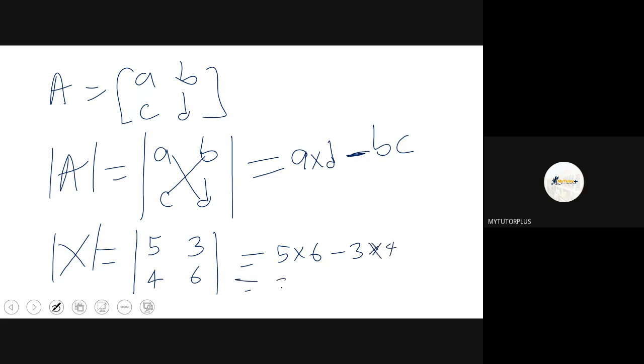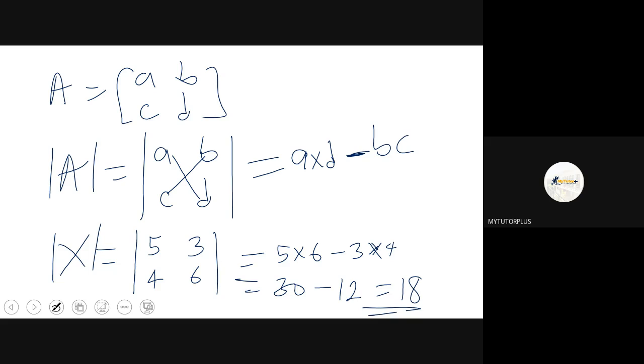Thank you so much. 5 times 6 will give us 30, right? Yes. Minus, now 3 times 4 will give us 12. Subtract the value. 30 minus 12 will give us what? 18. That is how we evaluate a determinant. Is the meaning of determinant clear to us now for a 2 by 2 matrix? Yes. So this is what I want us to get right.